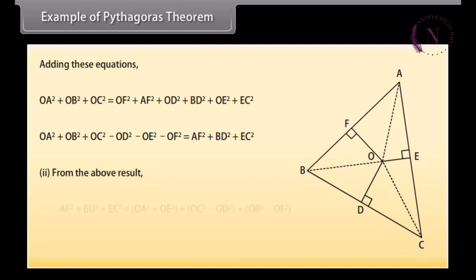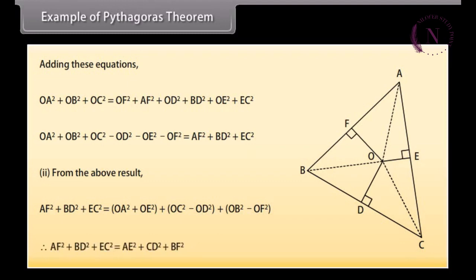2. From the above result, AF square plus BD square plus EC square equals OA square minus OE square plus OC square minus OD square plus OB square minus OF square. Therefore, AF square plus BD square plus CE square is equal to AE square plus CD square plus BF square.